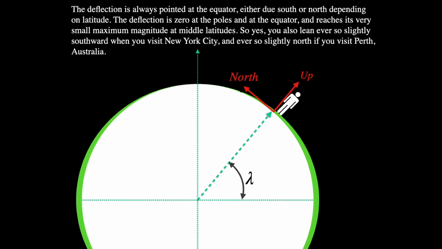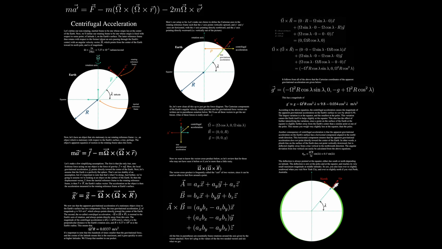Well, this always means that you are leaning slightly southward when you visit New York City. And New York City is roughly about the latitude where it's pretty big. So you are leaning southward no matter what you do. You've got a 0.1 degree lean south. That's kind of a funny thing to think about. And if you visit Perth, Australia, you've got a 0.1 degree roughly lean north towards the equator. This lean is always towards the equator. So there's a bit more about the centrifugal acceleration and what we experience inside a rotating reference frame.